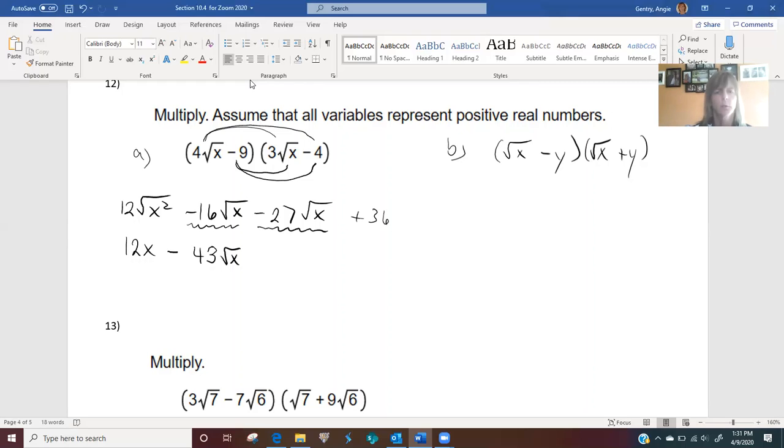And it's still dollars. Okay, and then you have a plus 36. And then in this case, these two don't combine, or there's nothing else that's going to happen. None of them are like terms.